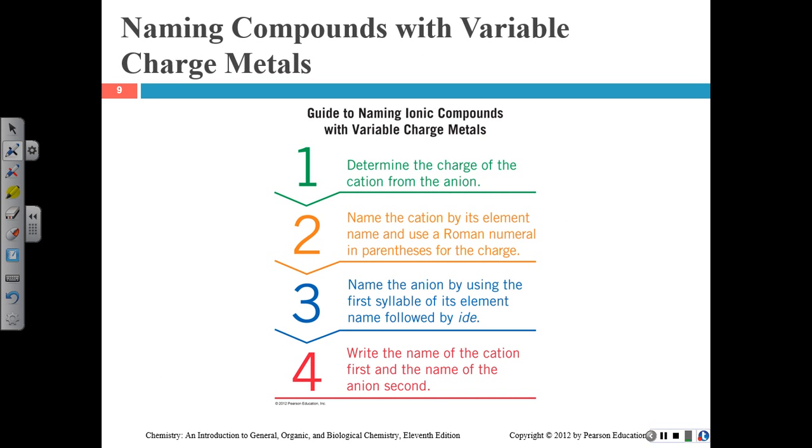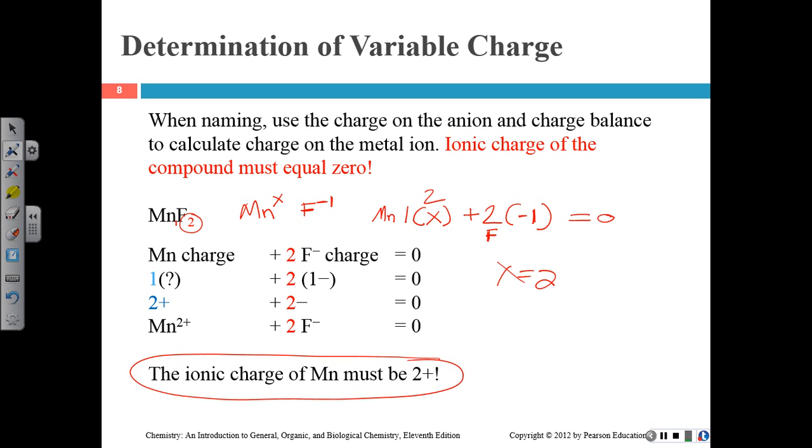Okay, so we're going to go through the whole thing. We just found the oxidation state. Where is that number that we just found going to go in our naming? It's going to be in parentheses, and we're going to write it out as a Roman numeral. So that number right here, that 2, is going to be the Roman numeral that we put into the name.